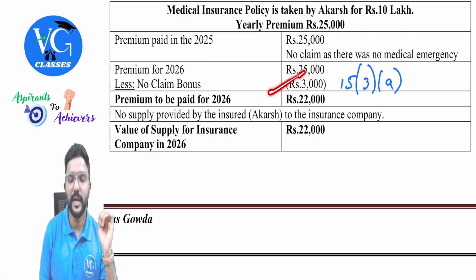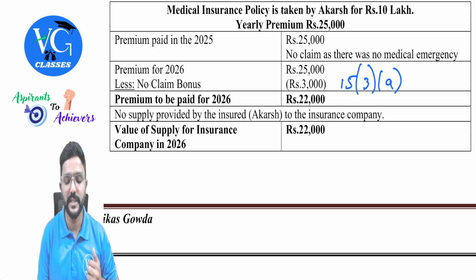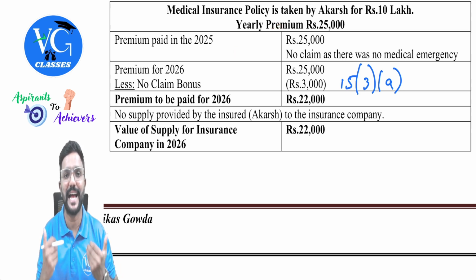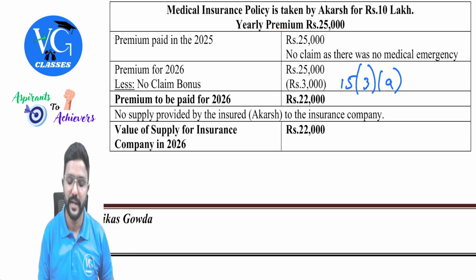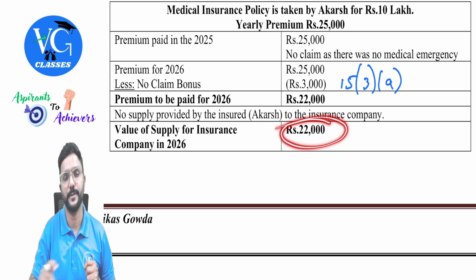That means the no claim bonus given by the insurance company to the insured for not claiming the policy in the last year, can it be deducted, sir, as per section 15(3)? Yes, guys, it can be deducted. As per section 15(3)(a), it can be deducted. So the value of supply for the insurance company in the year 2026 is 22,000.